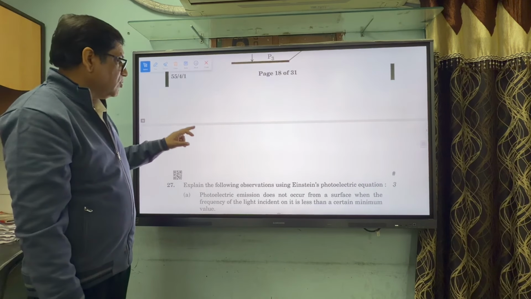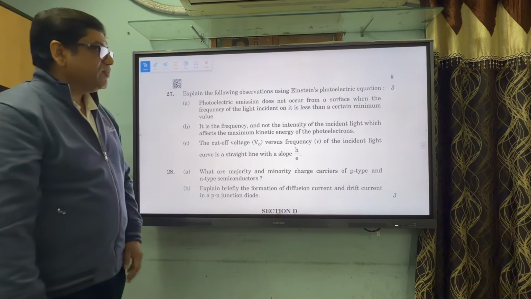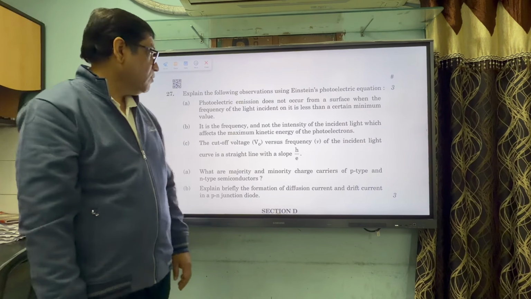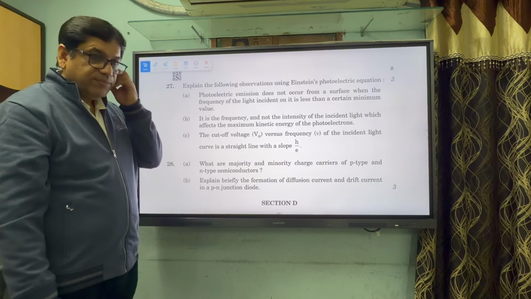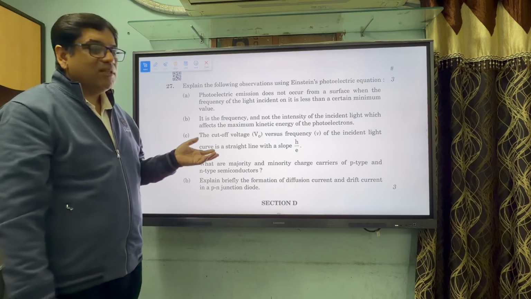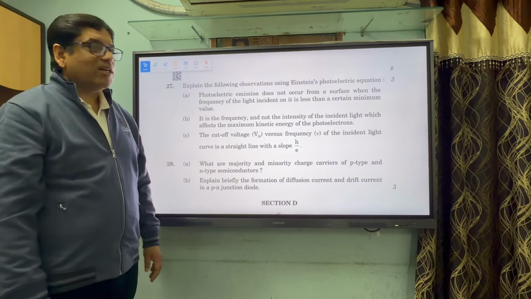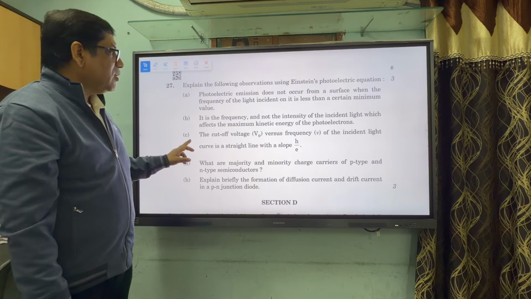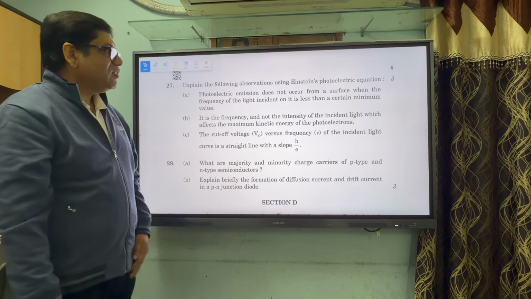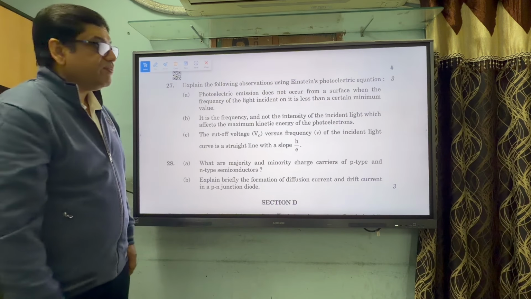So this will be the last question. Question number 27 first. Explain the following observation using Einstein photoelectric equation. This is basically the explanation of laws of photoelectric emission by Einstein equation. Photoelectric emission does not occur when frequency of light is less than certain minimum frequency.